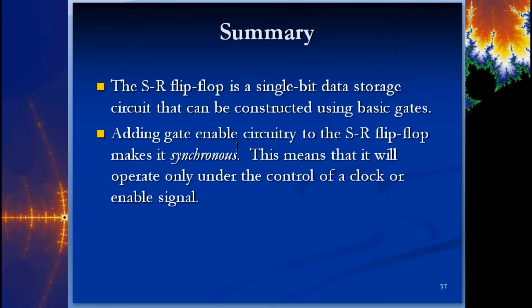So let's just recap all of Chapter 10 here. So we talked about the SR flip-flop being a way that we can now store a bit of information, and we can construct it using basic gates. We could use the cross-coupled NOR scheme, which just requires 2 NOR gates, or we have the cross-coupled NAND scheme, which requires 2 NANDs and 2 inverters. Adding gate-enabled circuitry to the SR flip-flop makes it synchronous. All synchronous means is something else is controlling it, so that could be you pushing a push button to enable it. It could be some other sensor going high doing it.